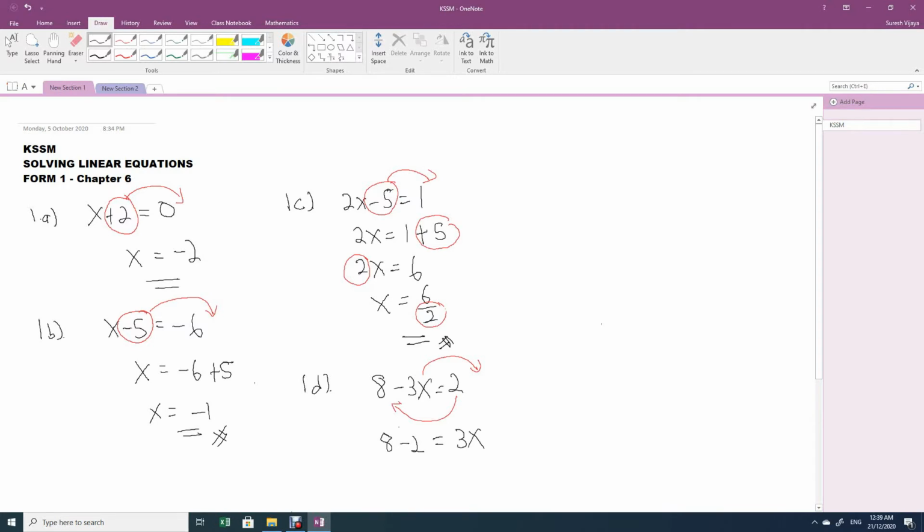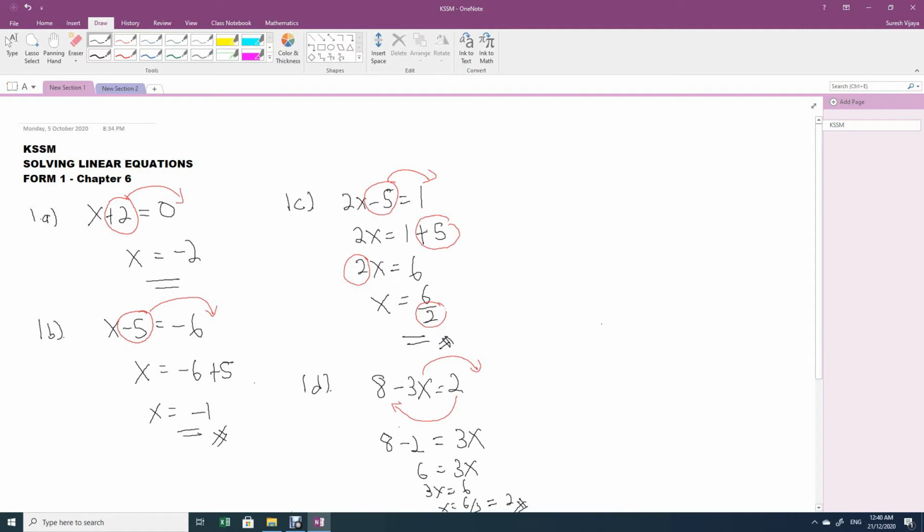What we can do next is rearrange the equation. So 6 equals to 3x. Rearrange means we make it 3x equals to 6, x equals to 6 divided by 3, so you have 2 as the answer. Okay, so this is our 1d.